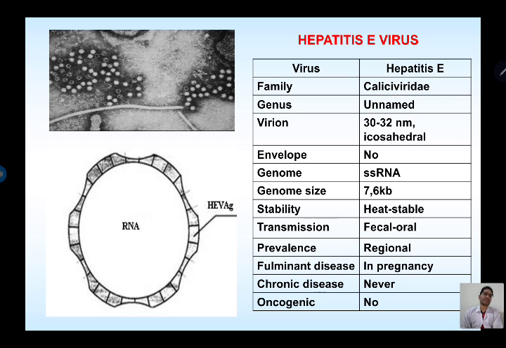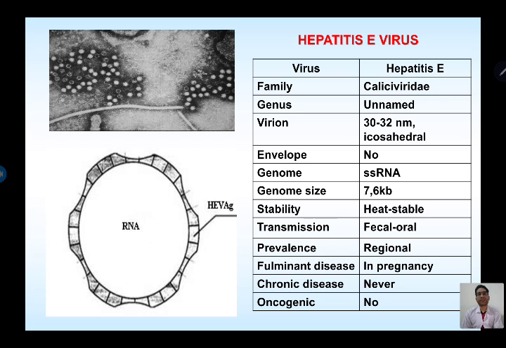Hepatitis E virus. The hepatitis E virus family is Caliciviridae. The genus is unnamed. Virion is 30 to 32 nanometers.